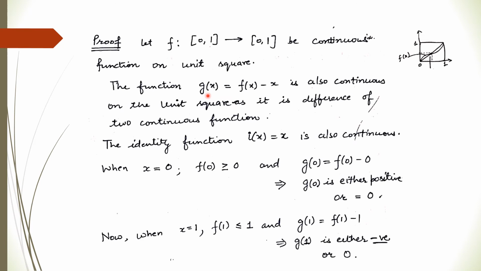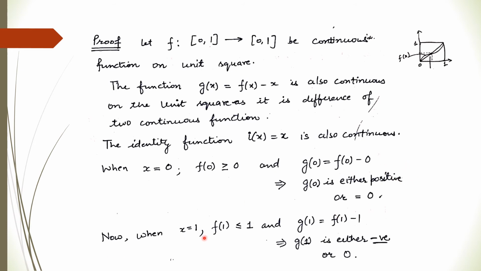Now we will find the value of g at the end points. When we take x to be 0, we know that the function always assumes values greater than or equal to 0, because the codomain is the closed interval [0, 1]. So the value of the function at every point is always greater than or equal to 0, right? So when we put x to be 0, g(0) will be f(0) minus 0, but this is always non-negative. So either g(0) is 0 or it is strictly greater than 0, which means g(0) is greater than or equal to 0.